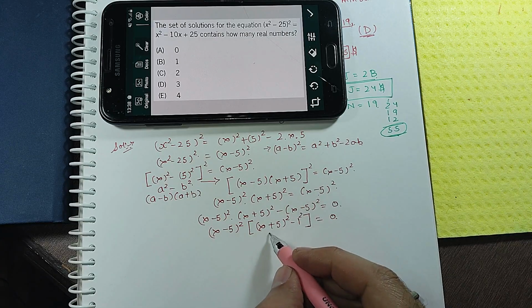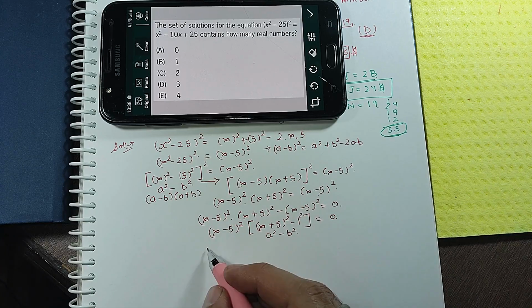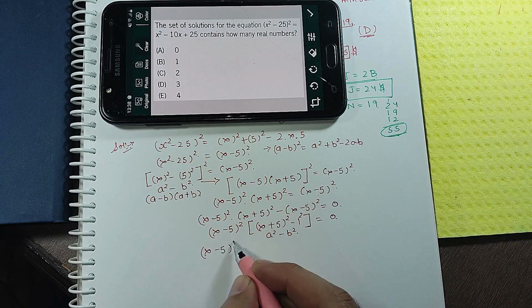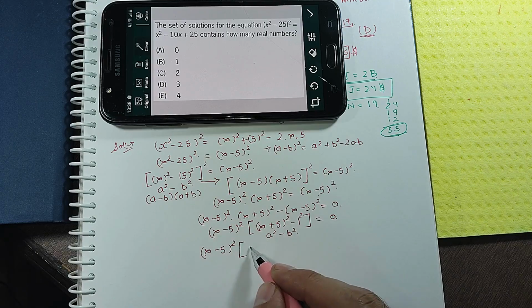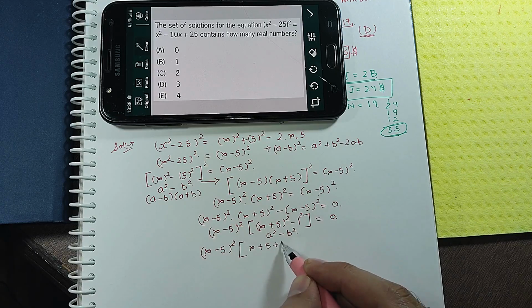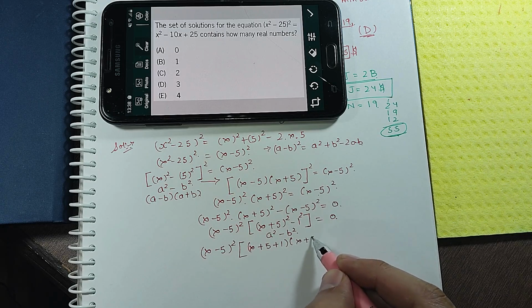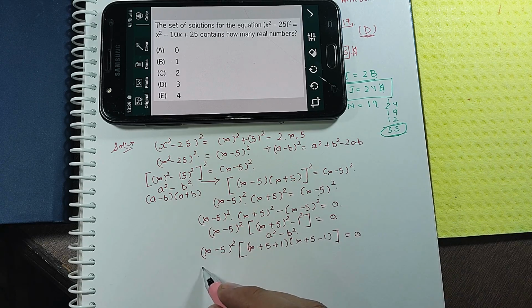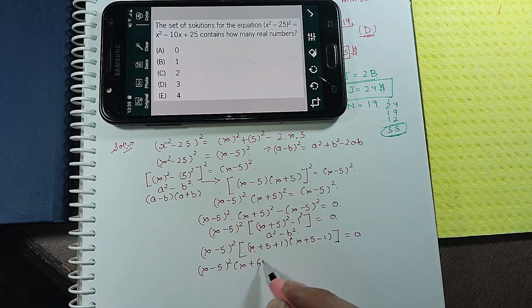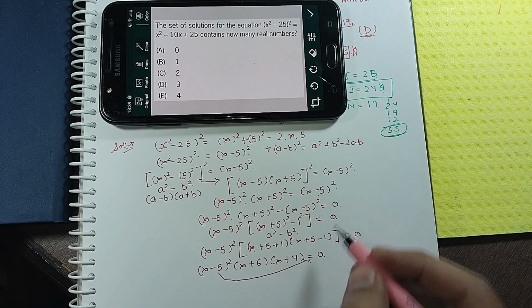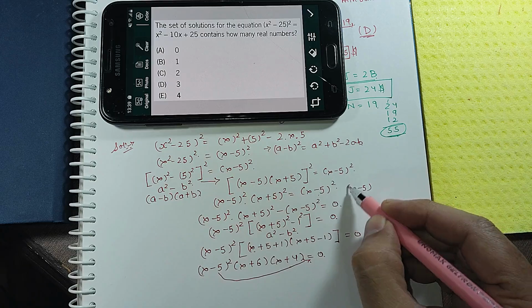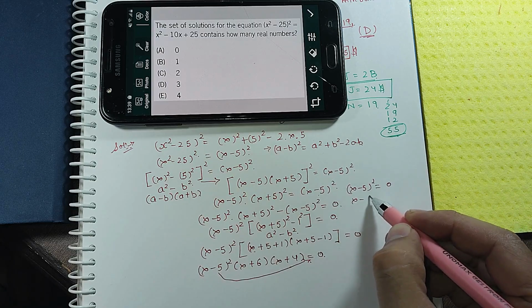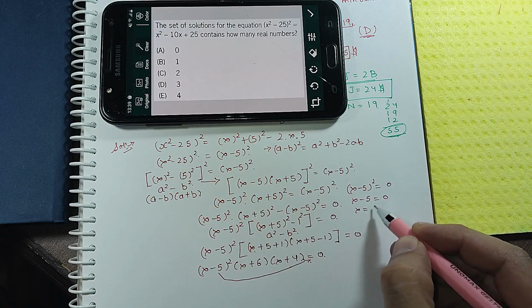So this again becomes a² − b². So this will be (x − 5) whole square multiplied by (a + b), so that will be (x + 5 + 1), and (a − b) will be (x + 5 − 1), equal to 0. So this will be (x − 5) whole square, this will be (x + 6) and this will be (x + 4). So now we will equate each with equal to 0. So (x − 5) whole square equal to 0, so x − 5 equal to 0, or x is equal to 5.